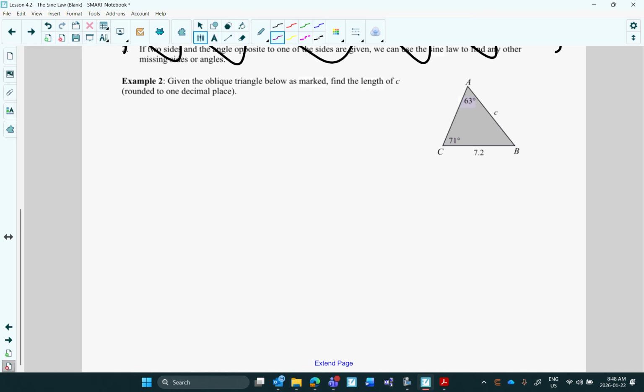Well, in this one, we know a side and its opposite angle, so we can use sine law. So what I would do is take the side I'm given and its opposite angle, and that's going to be my first fraction, 7.2 over sine 63 degrees. That is going to equal the unknown side I'm trying to find over the sine of its opposite angle, 71 degrees. So C over sine 71. And you've got your equation.